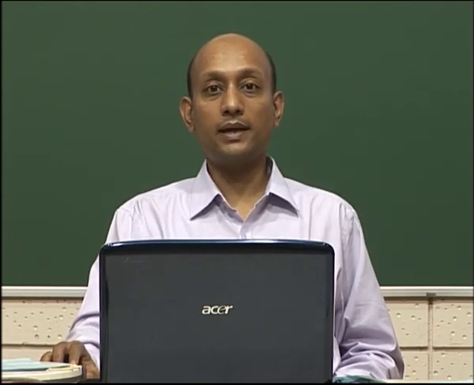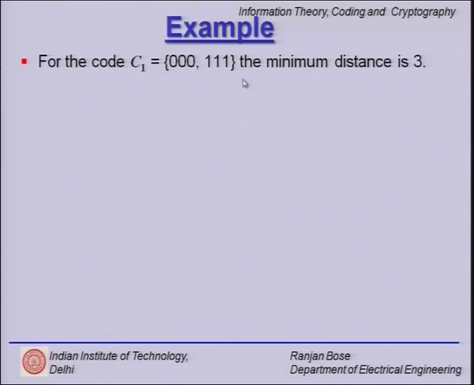So, let us look at a quick example. Let us look at this simple toy example of a repetition code. n is equal to 3, k is equal to 1 and the minimum distance is 3. There are only 2 code words, 0 0 0 and 1 1 1. Minimum distance is 3.